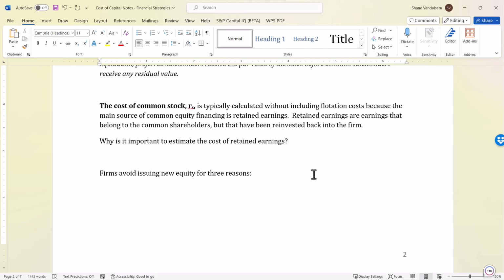I'm going to just go over a couple here in class just to show you some examples of how it's done, but understand that this is not a complete discussion on every different way to calculate the required rate of return or the cost of equity. So the cost of common stock or the cost of common equity is typically calculated without including flotation costs because the main source of common equity financing is retained earnings.